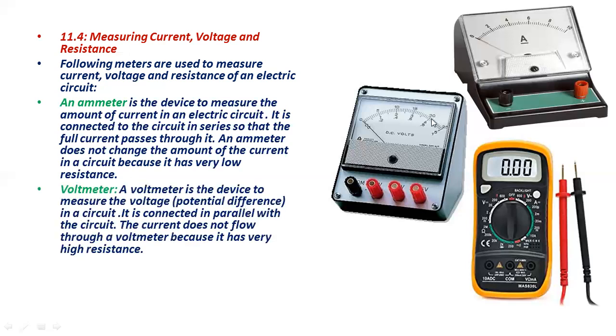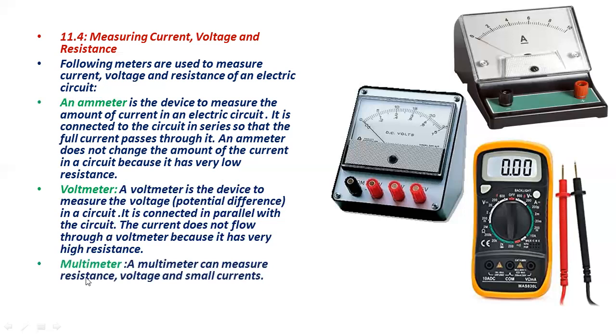Then the voltmeter. This is a voltmeter, which measures the potential difference in volts. A voltmeter is the device to measure the voltage or potential difference in a circuit. It is connected in parallel with the circuit, and the current does not flow through a voltmeter because it has very high resistance. Ammeter has very low resistance, and voltmeter has very high resistance.